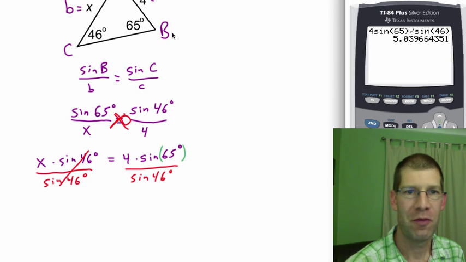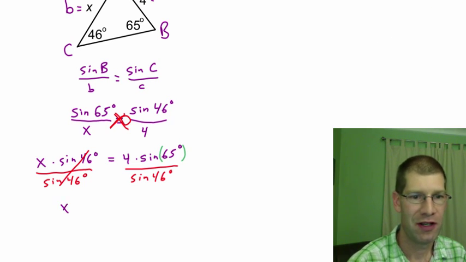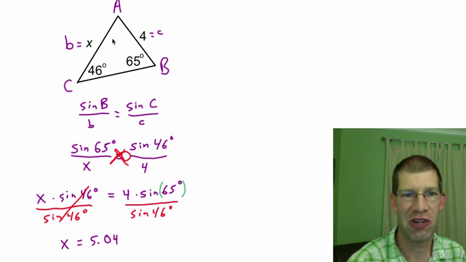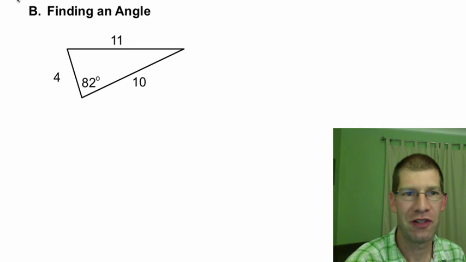If I punch all that in, I come up with 5.04. And if I go back up and look at my triangle, 5.04 seems really believable. So x equals 5.04. And sure enough, if that's 4, it could be 5. 4 is about that much, so chances are we're right. Then, jump over to the second example.